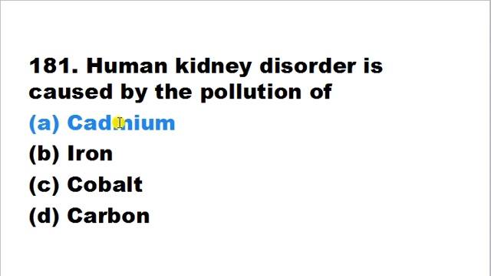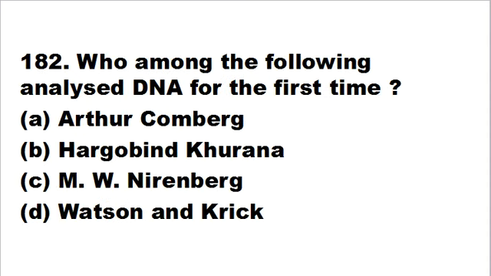Who among the following analyzed DNA for the first time? Arthur Kornberg, Hargobind Khorana, M.W. Nirenberg, Watson and Crick. Its correct answer is D. That means Watson and Crick were the scientists who analyzed DNA. Its 3D structure was analyzed by Watson and Crick, and they also analyzed the information of whatever codons are present in DNA.